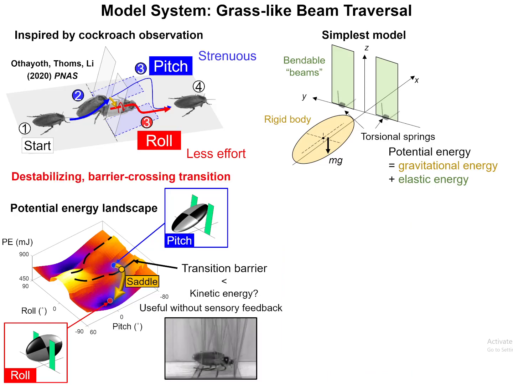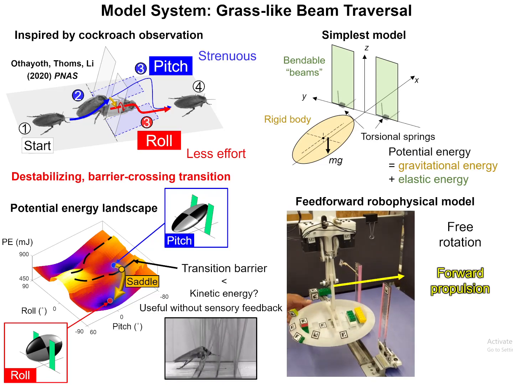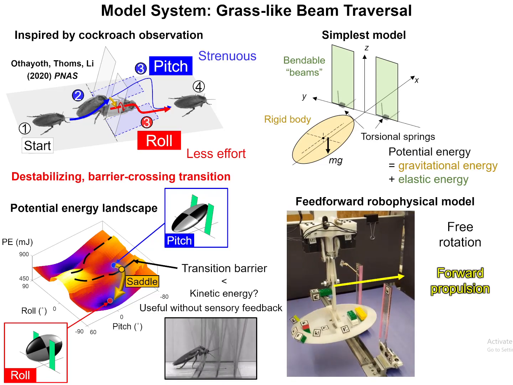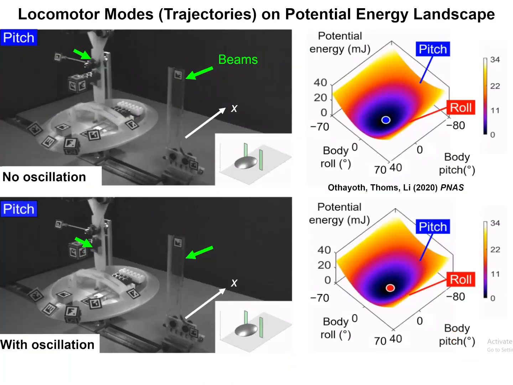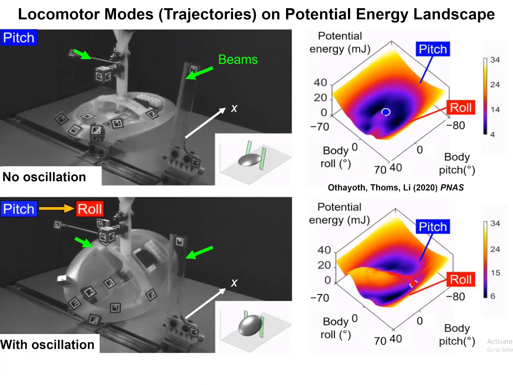In previous studies, inspired by the animals, we hypothesized that the kinetic energy fluctuation from body oscillation could induce this destabilizing barrier-crossing transition even without sensory feedback. To test that, we created this feed-forward robotic physical model propelled forward without any sensory feedback, and we applied vertical oscillation to provide kinetic energy. Here are two representative trials.